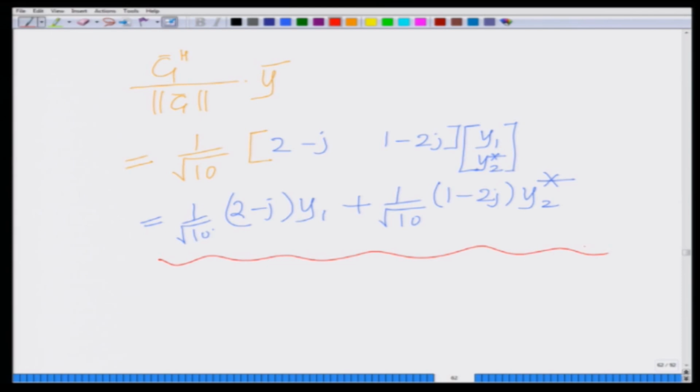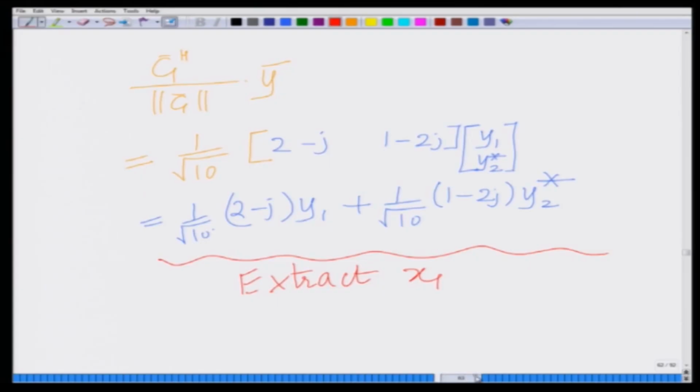And what does this yield us? This helps us extract x1. So, what we are doing is we are beamforming along C1 bar Hermitian divided by norm C1 bar times y bar, which is the vector in the Alamouti coded system, and that helps us extract the symbol x1.